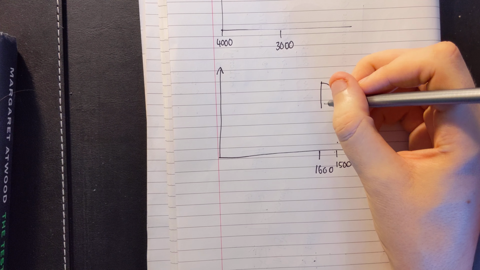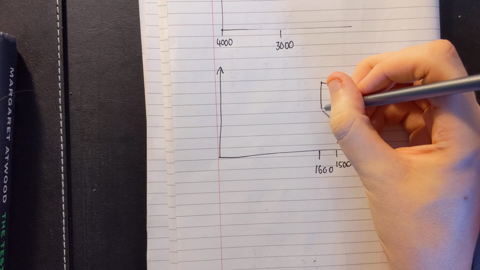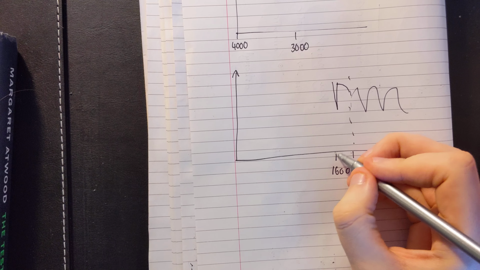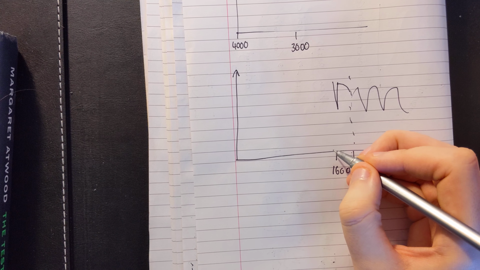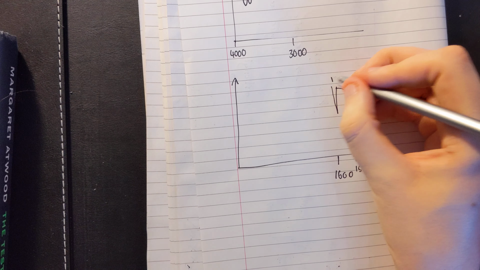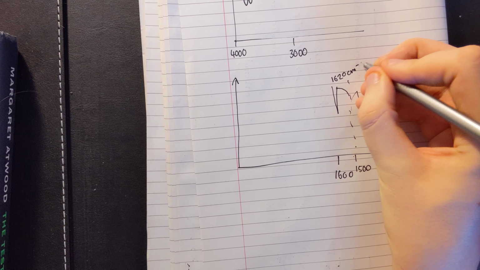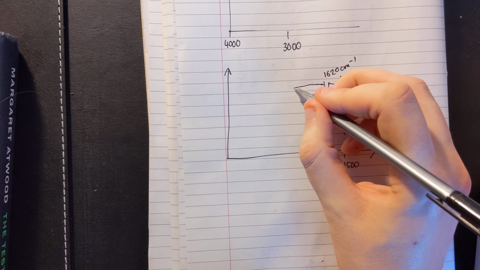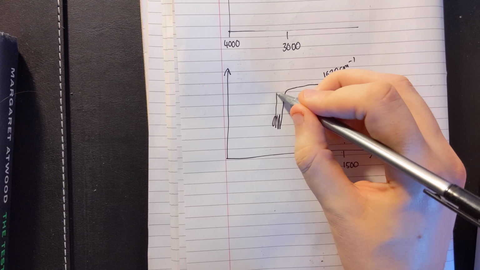But it's pretty much always a very, very sharp peak. So it's not broad at all. It's going to be very, very sharp and pointy. And at that sort of 1600, 1620 typically. So we'll say 1620 centimeters to the -1. Then we've got our CHs.